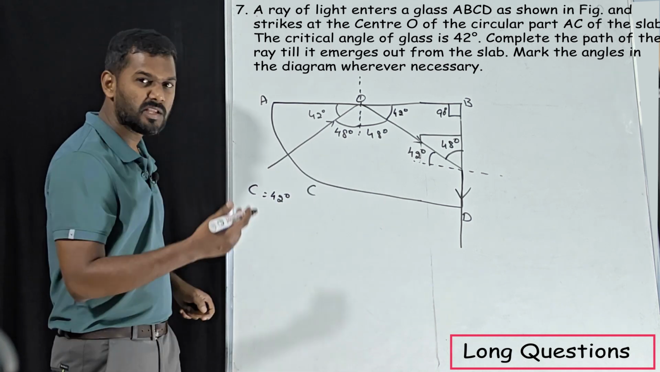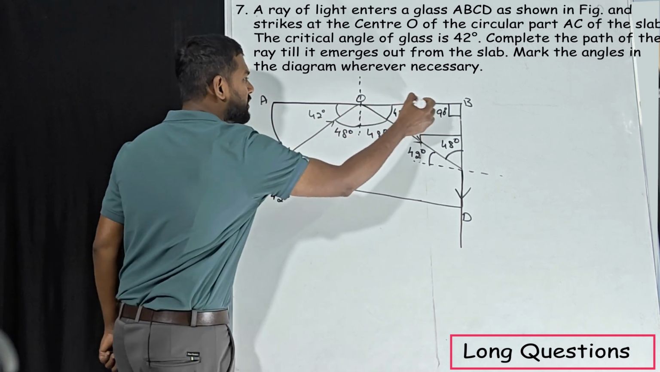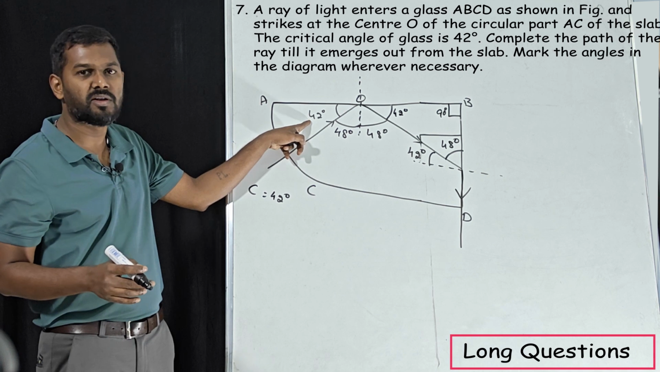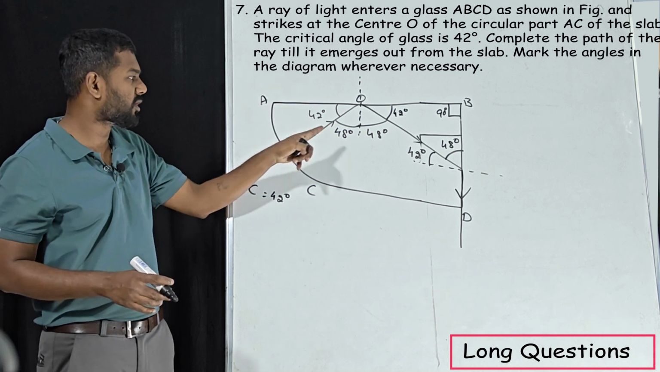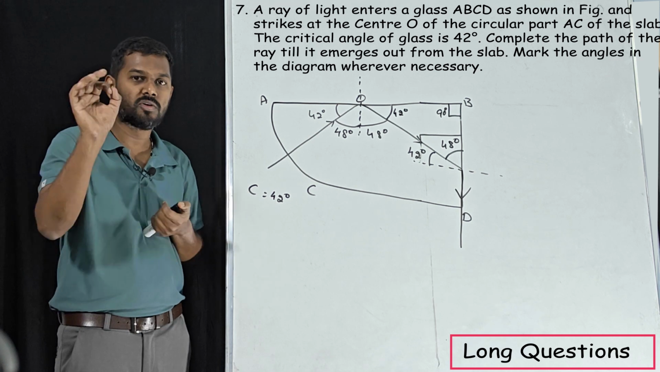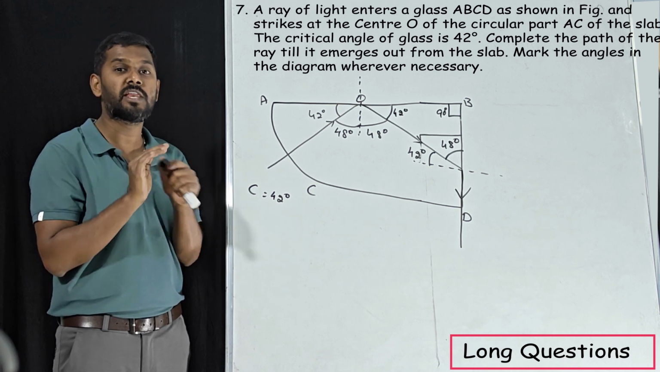In many solutions and websites, the emergent ray will be drawn here. That is completely wrong, because what is the angle given? That is not the angle of incidence. Completely wrong. This is what we have to select. So get the proper knowledge, then only you will get full marks for any question.